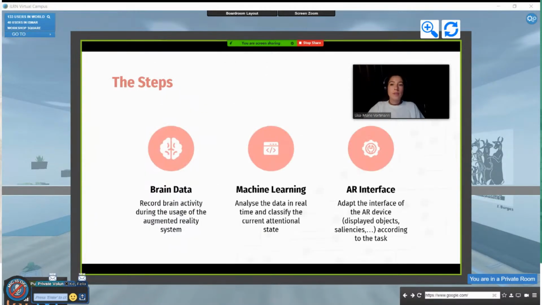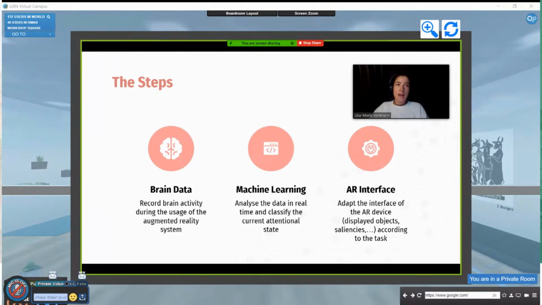That includes 3 main steps. In the first step, brain data needs to be recorded during the usage of the augmented reality system. We could think of different modalities to use. In this case, we have been working with EEG data. Then in a second step, we apply some sort of machine learning that analyzes the data, hopefully in as close to real time as possible, to classify the current attentional state of the user.